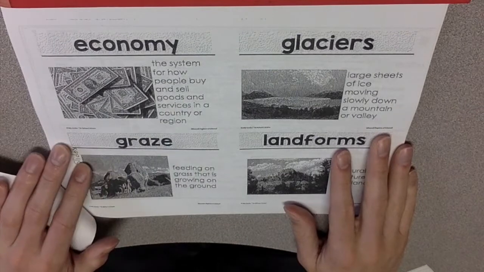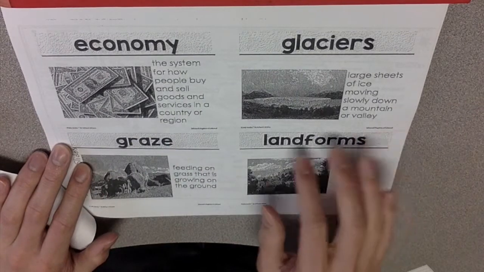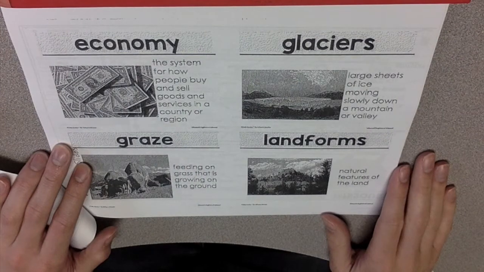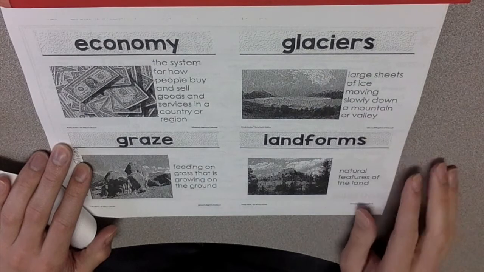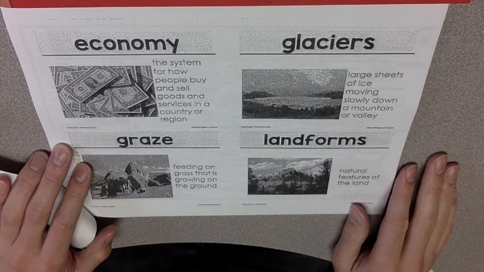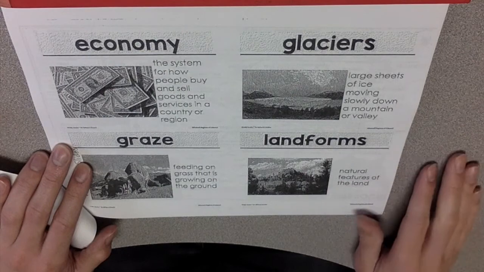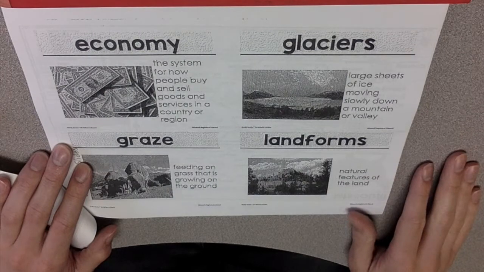I'll read the slides out loud. Feel free to follow along. Economy. The system for how people buy and sell goods and services in a country or region. Glaciers. Large sheets of ice moving slowly down a mountain or valley. Graze. Feeding on grass that is growing on the ground. Landforms. Natural features of the land.